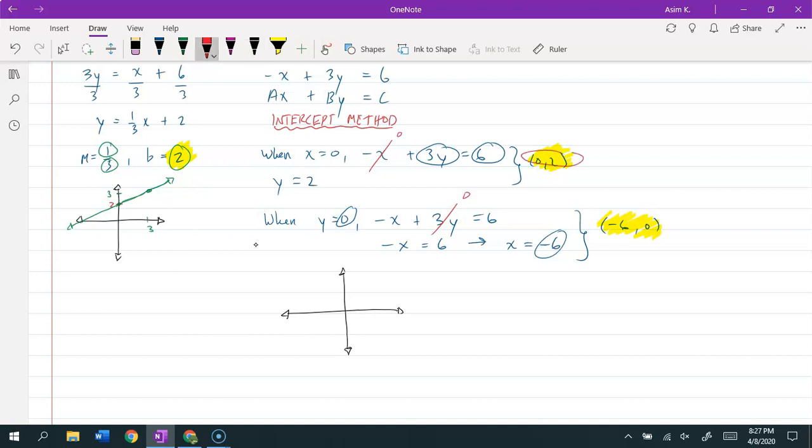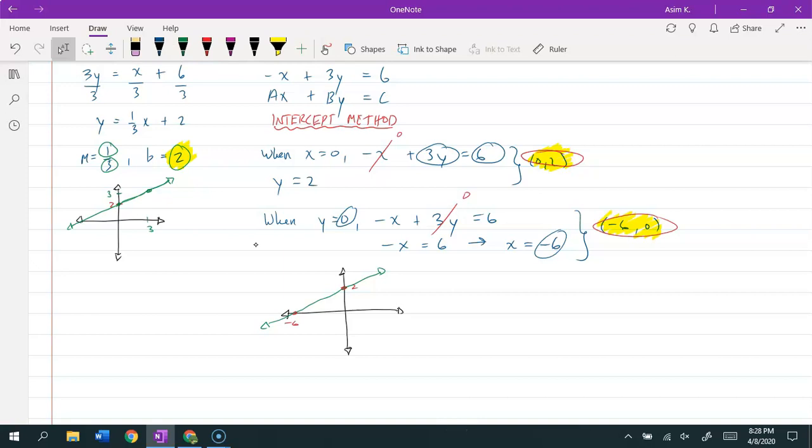So first I'll go to the y-intercept, 0, 2, right? And I'll go ahead and say this is my 0, 2, and I'll make a dot right there. Then I'll go to the x-intercept, which is somewhere over here. So this is at 2, this is at negative 6, and I'll make a dot right there. And then I go ahead and sketch a line between those two dots. And so I've got the same line essentially as I had before.